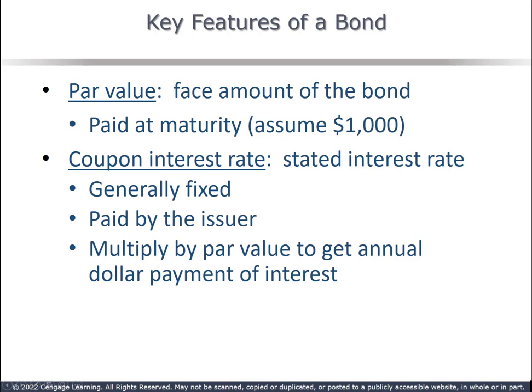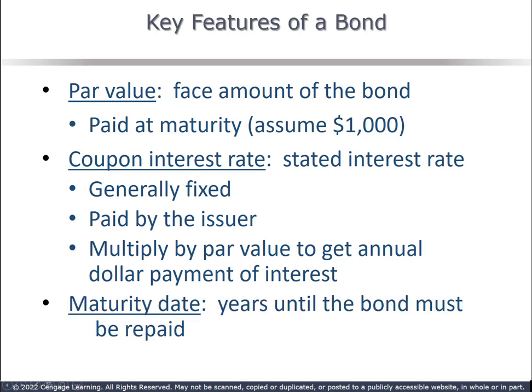Coupon interest rate is the stated interest rate. It's fixed for plain vanilla bonds. It's the rate paid periodically by the issuer. The coupon payment is the interest rate times the face value. It's called the coupon rate because early bonds came with coupons attached that were removed and submitted to receive the payments. Maturity date is the date the bond issue is to be repaid.